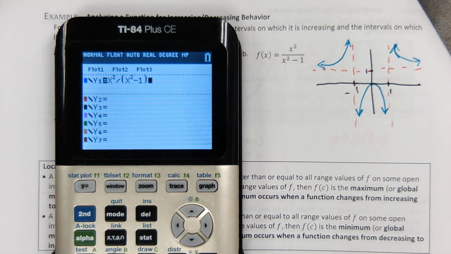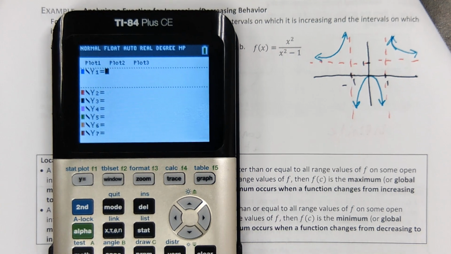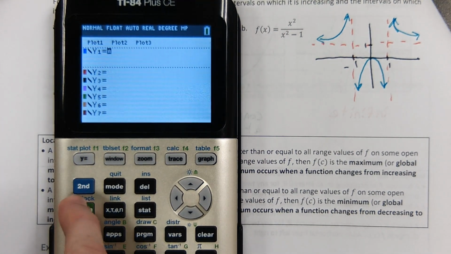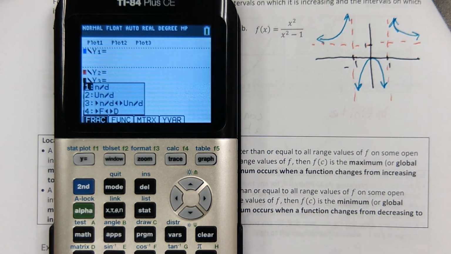If you don't wrap the denominator in parentheses, it thinks the -1 is after the fraction. It thinks the fraction's x squared over x squared, which it'll simplify to 1. And it'll subtract 1, and it'll graph y equals 0. So you have to use parentheses for your whole denominator. If you have an 84 plus, alpha, y equals, and the very first option is your stacked fraction.